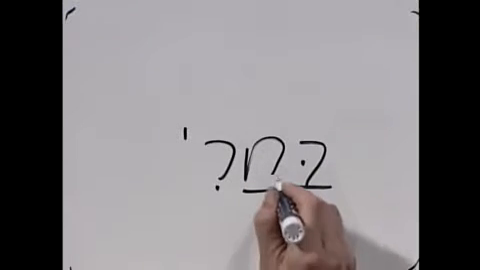Originally, you would think the form would be something like this. You've got your patach here. You've got your vocal schwa. They reduce this vowel, and that gives you two schwas. And so this schwa gets promoted to a patach, and so that's why you get this form here.